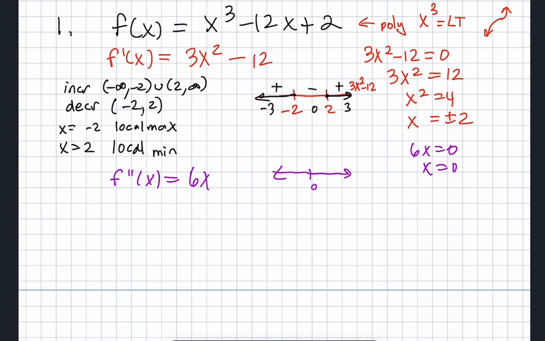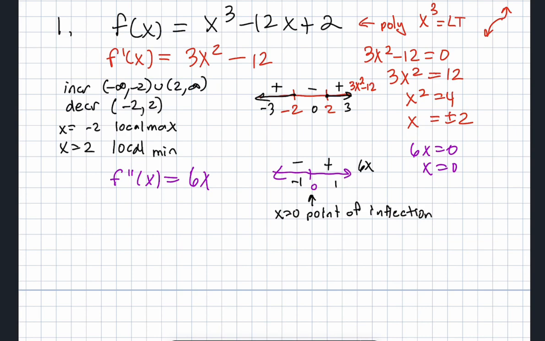Well, we do the same thing we did before. We do a plus or minus chart. So let's plug in -1 and +1 into our second derivative. For our second derivative, if we plug in -1, we get -6, so that's a negative. If we plug in +1, we get +6. So 0 is a point of inflection. A point of inflection is where the concavity changes at a particular point. So that has to be a point in the domain.